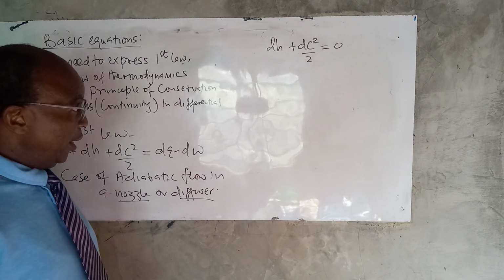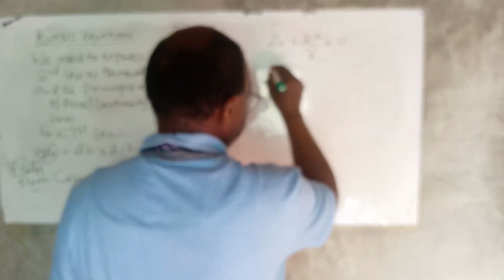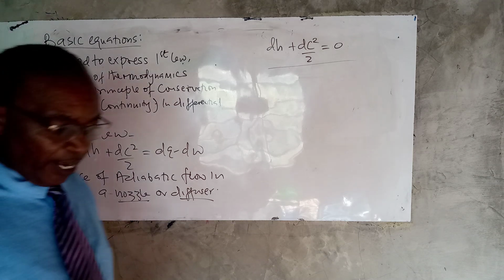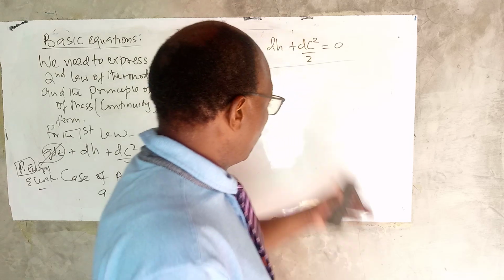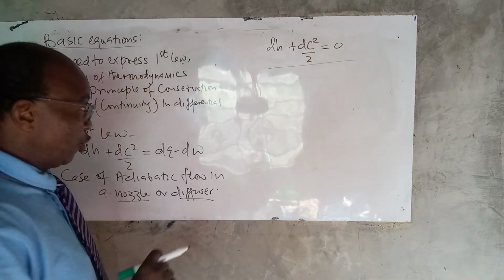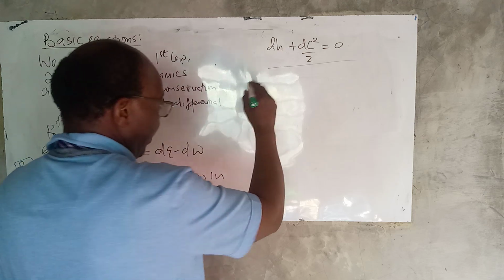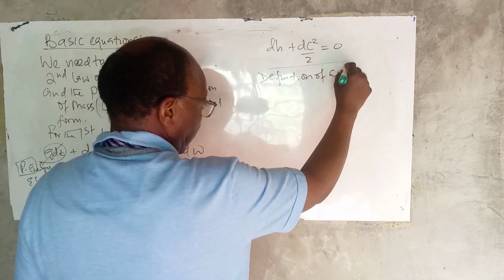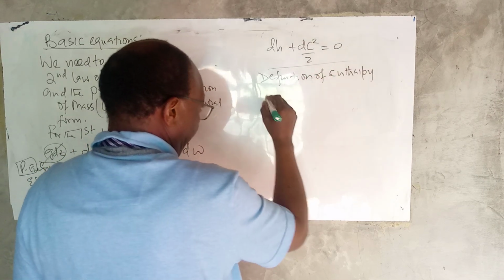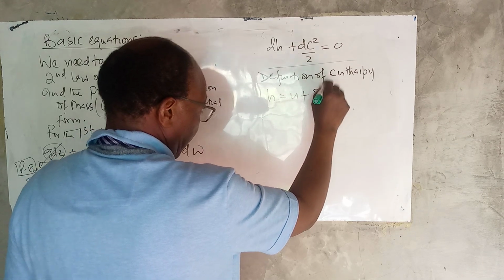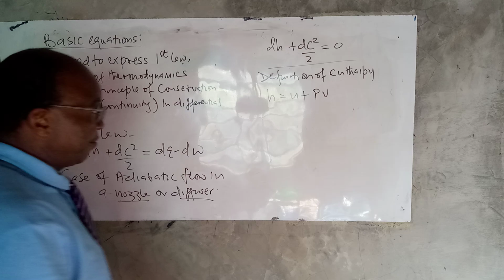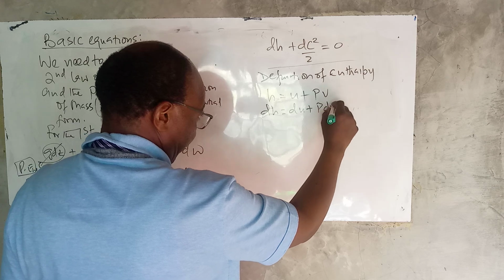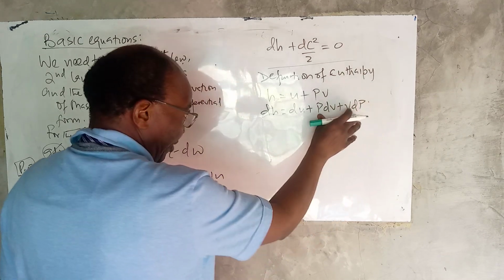So if we proceed, we can go further and use other thermodynamic properties to break down this expression, and the one we'll build up from is the definition of enthalpy. We know that enthalpy H is equal to U plus PV. If we take the differential form of enthalpy, then we have dH is equal to dU plus P dV plus V dP.